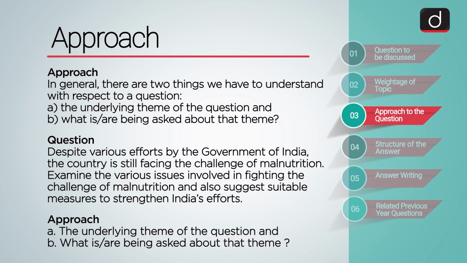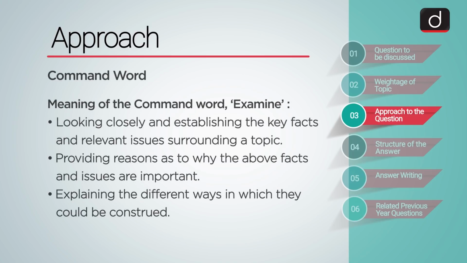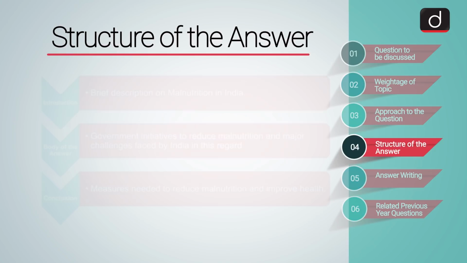The underlying theme of this question is malnutrition in India. About this theme, we must discuss the malnutrition in India, its issues and challenges, and how it declined. The command word of this question, examine, requires looking closely and establishing the key facts and relevant issues surrounding a topic, providing reasons as to why the above facts and issues are important, and explaining the different ways in which they could be construed.